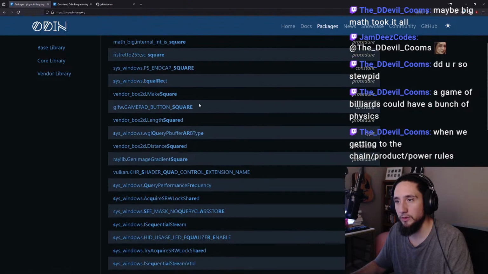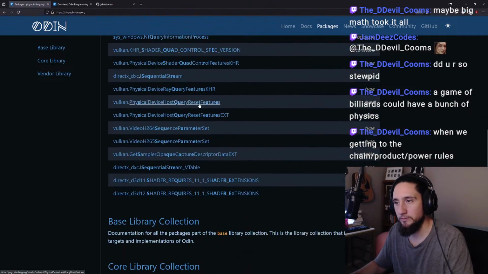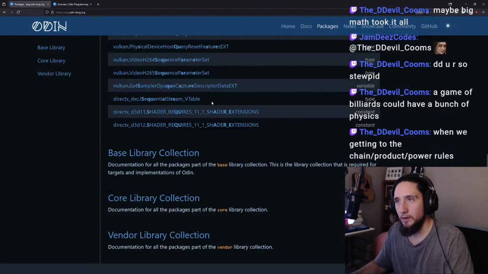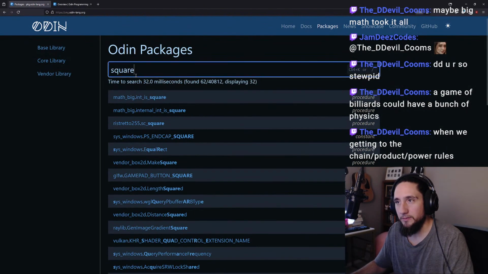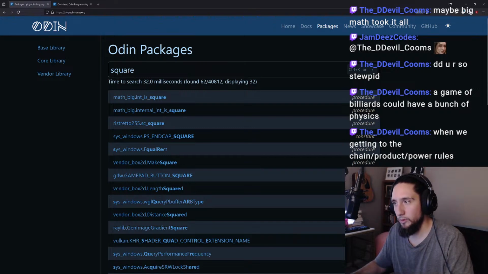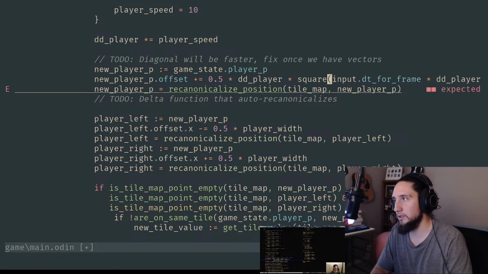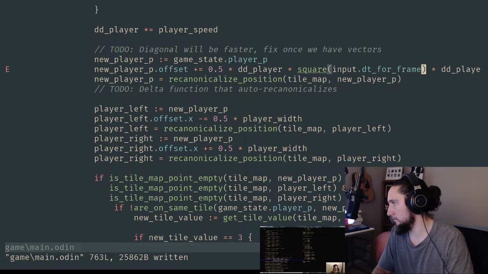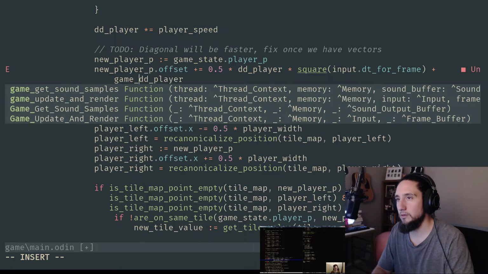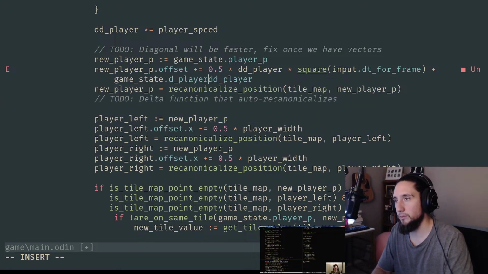Math big rears its head again. I don't know. Who cares? We'll just do it ourselves. So we'll say square of dt for frame, and that gets added to game state delta player p.